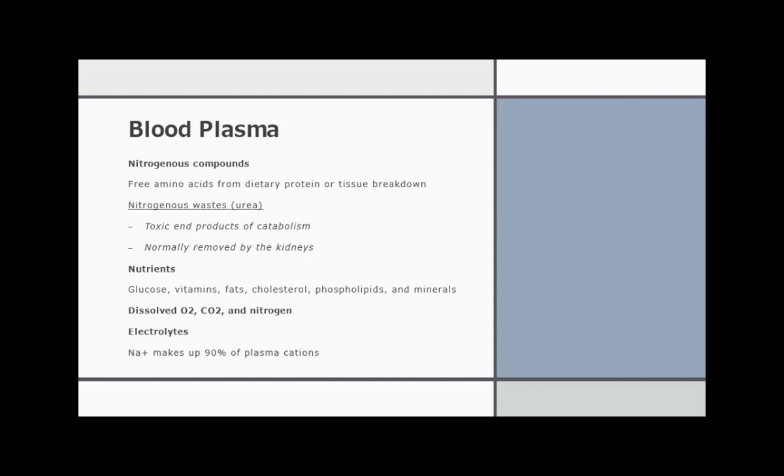Our nutrients, our glucose, our vitamins, our fats, our cholesterols, all of those things that our body requires for homeostasis and metabolism. And then we've got our dissolved gases, a little bit of nitrogen, but mostly oxygen and carbon dioxide, as well as our electrolytes. Our electrolytes make up most of it.